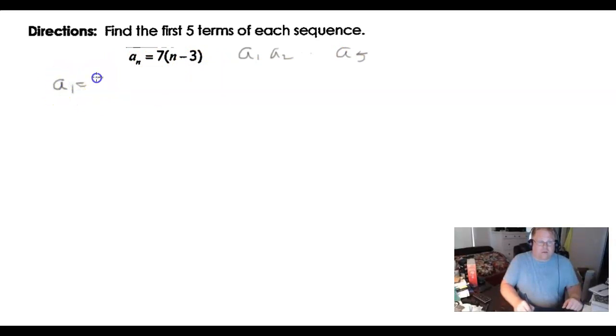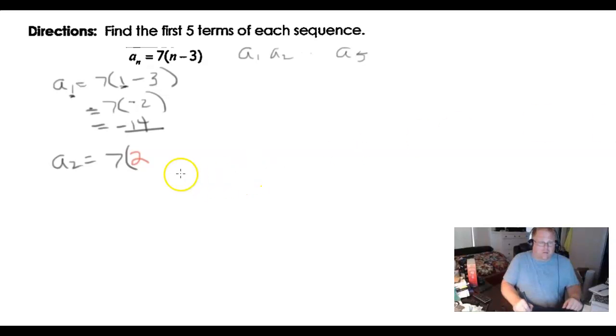So a1 is just going to be 7 times 1 minus 3. Notice that this matches my n. It tells you exactly where to put the number you're working on. So this is just going to be 7 times, what's that, negative 2? So that's negative 14. So my first term is negative 14. Now I want a2. I'm just going to do 7 times 2 minus 3. Okay, so that's going to give me, do order of operations, negative 1 times 7, negative 7.